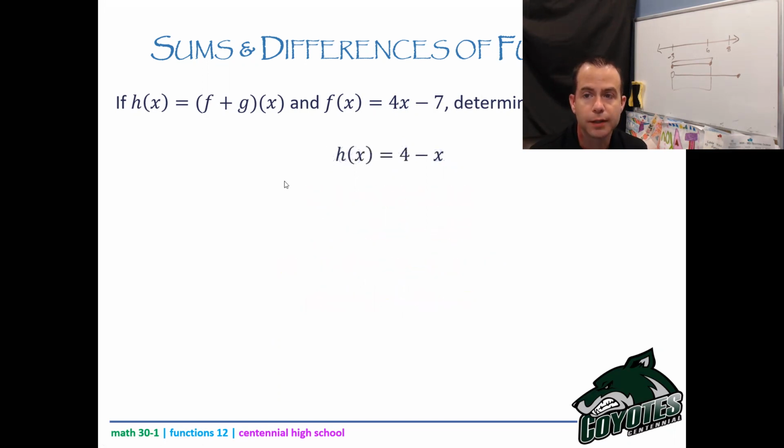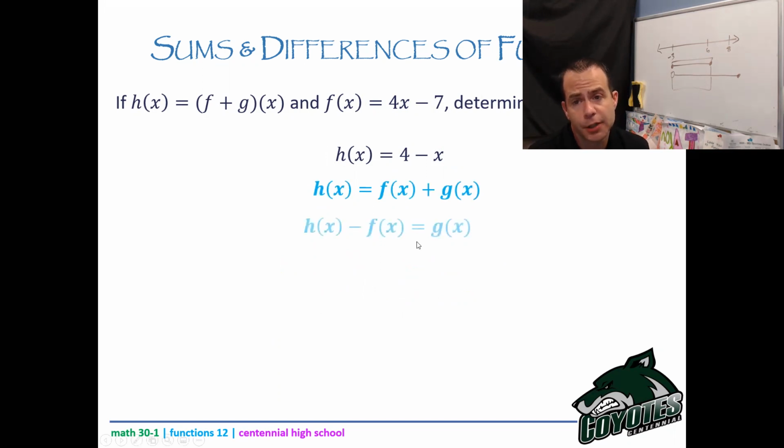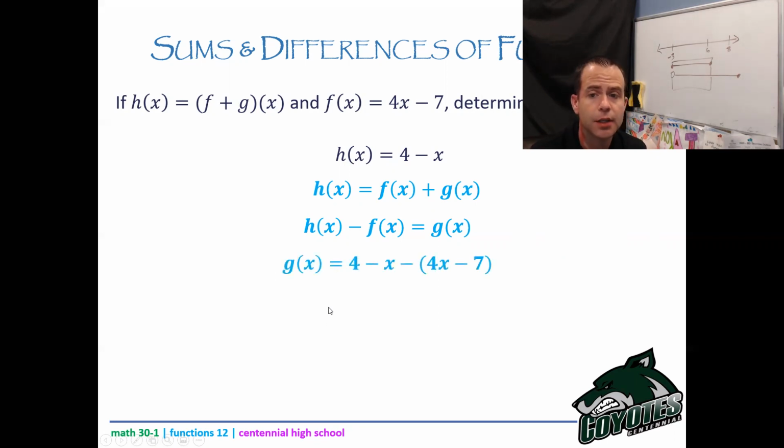Okay, and then the second part of this question: what if h of x is 4 minus x? Well, it's the same question though. h of x is f of x plus g of x, therefore g of x will be h of x minus f of x, and I plug in what I know: h of x is 4 minus x, and f of x hasn't changed. So now I end up with 4 minus negative 7, so that's 11, and negative x minus 4x would be negative 5x. So the new g of x here will be negative 5x plus 11, okay?